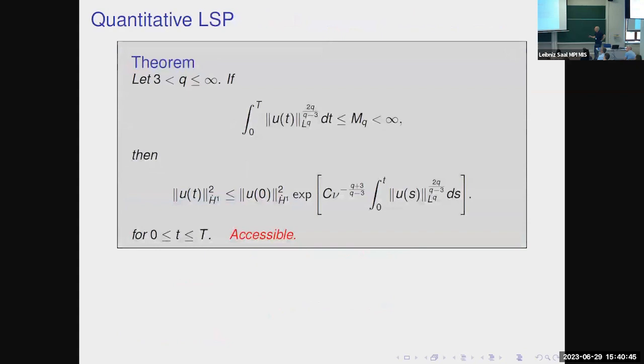So these are the quantitative versions of the Ladyzhenskaya-Prodi-Serrin conditions. Let's take the case Q larger than 3, and let's give a name to the integral that's supposed to be finite. We call it M_Q, because now P is determined from Q, right?